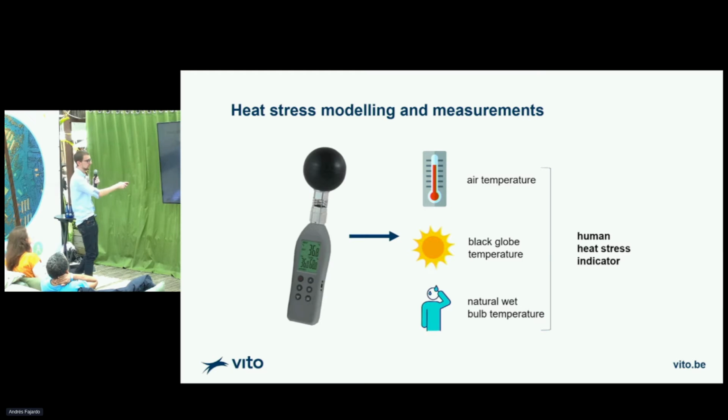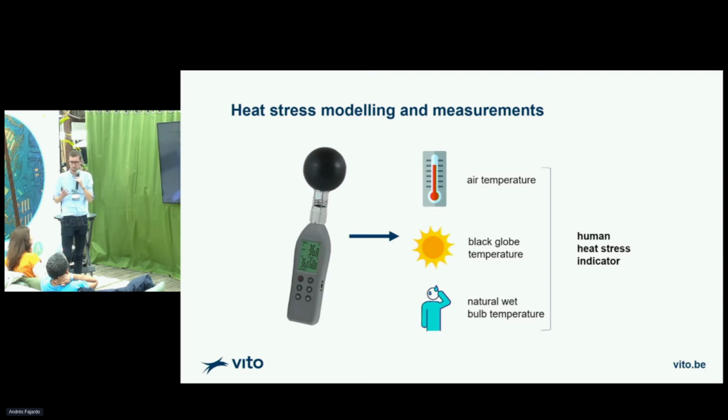So relative humidity, radiation of the sun, and the air temperature that is present. And that is combined together in one measure. And that measure gives an idea of the heat stress that a person experiences when being on that location.